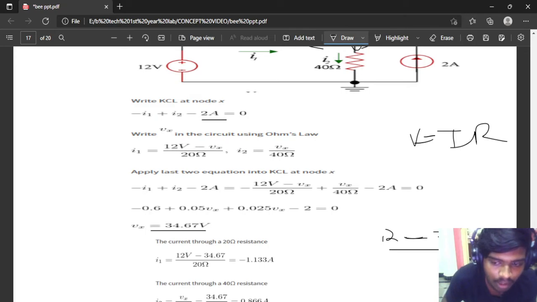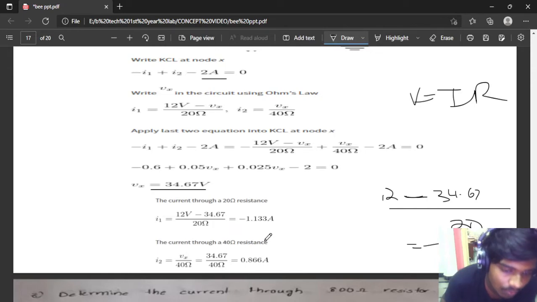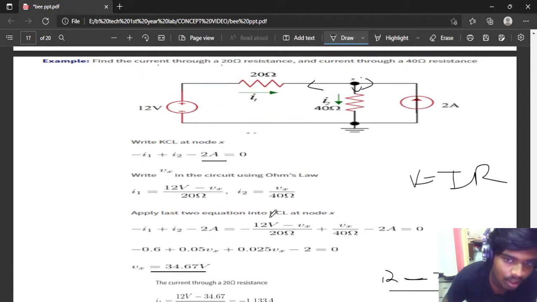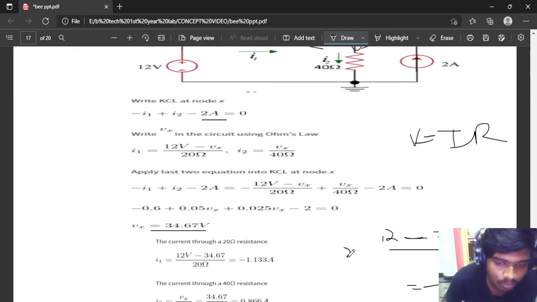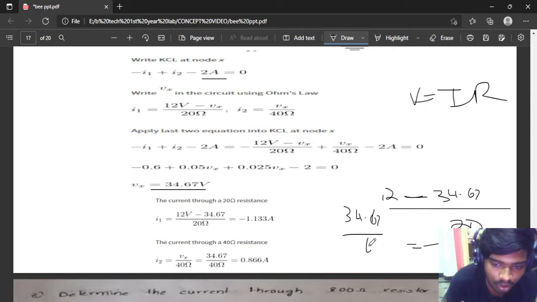34.67 by 20 equal to minus 1.133 amperes, and the current through the 40 ohm resistor, same by applying in the formula. We know the formula, that is Vx by 40, that is 34.67 by 40, it is equal to 0.866.